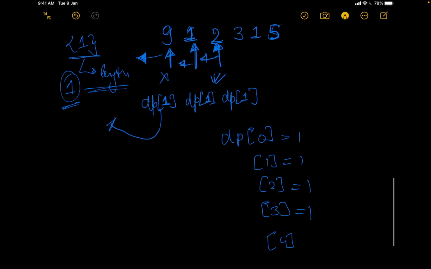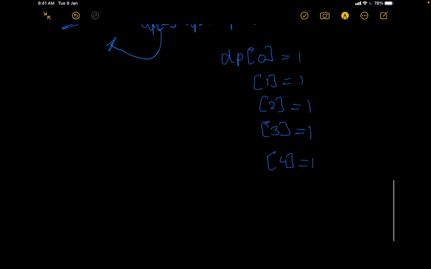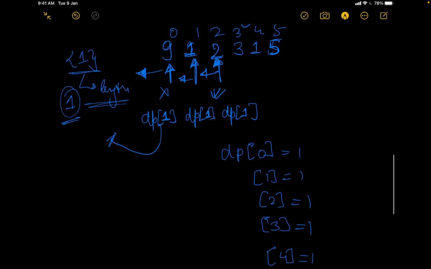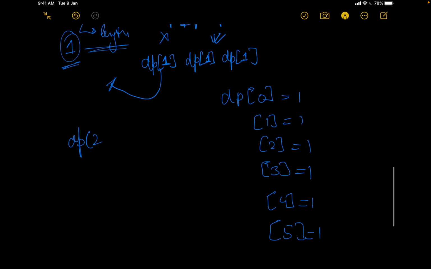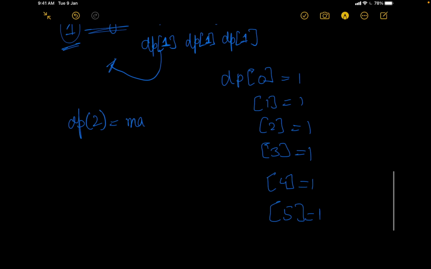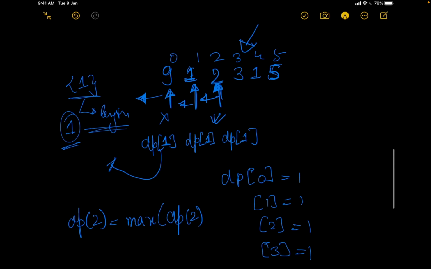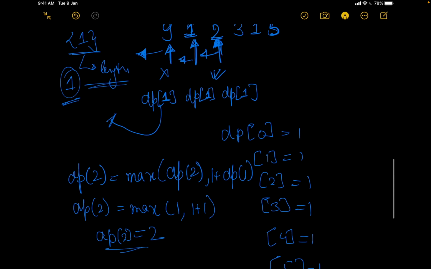4 is also 1. Okay, the indexes are 0, 1, 2, 3, 4 and 5, so 5 is also 1. Now what we'll say is, does 2 have an element to the left of it that's smaller than this? Yes, it has 1. So what we can do is that we can say that dp of 2, since this condition is satisfied, would now be maximum of dp2 and 1 plus the element that was smaller than that, so dp1. So it will say dp2 is maximum of 1 comma 1 plus 1. So it will say dp2 is now 2. So now let's populate dp2 as 2.